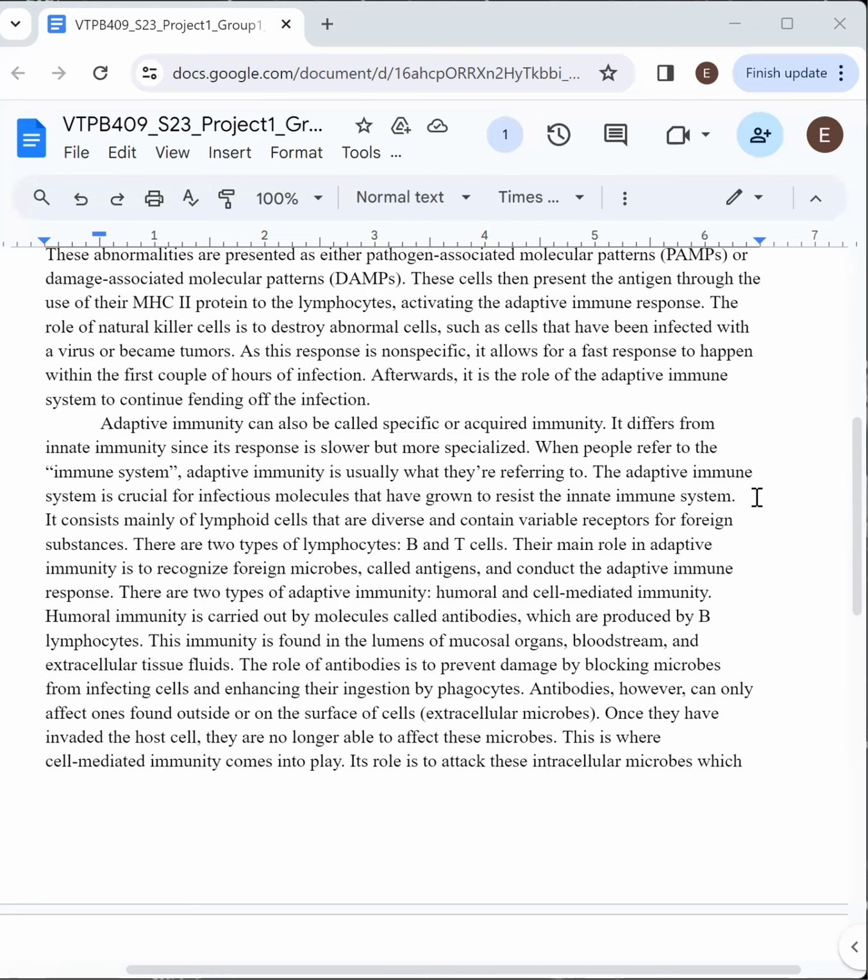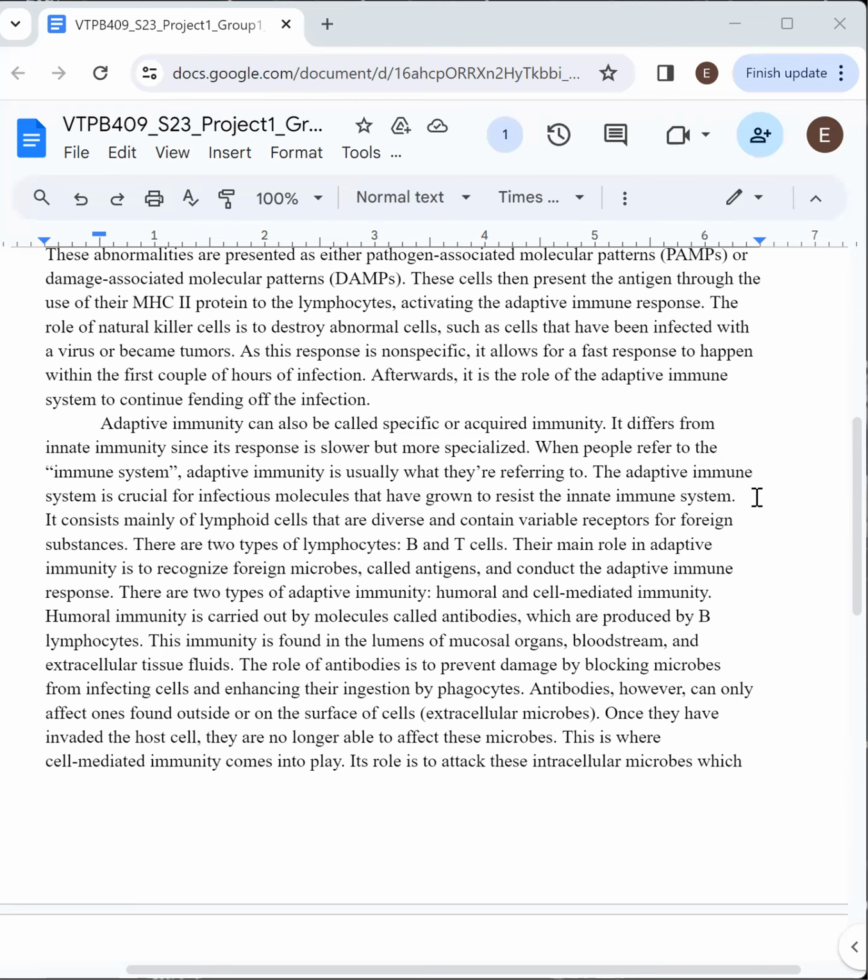The role of antibodies is to prevent damage by blocking microbes from infecting cells and enhancing their ingestion by phagocytes. Antibodies, however, can only affect ones found outside or on the surface of cells, called extracellular microbes. Once they have invaded the host cell, they are no longer able to affect these microbes. This is where cell-mediated immunity comes into play.